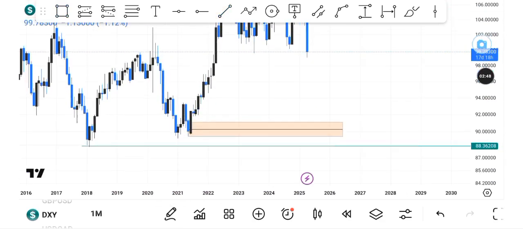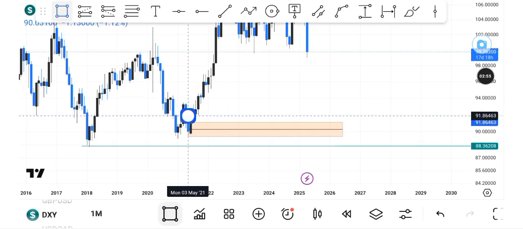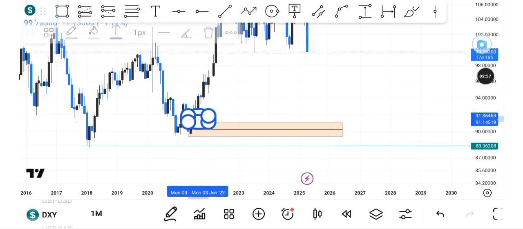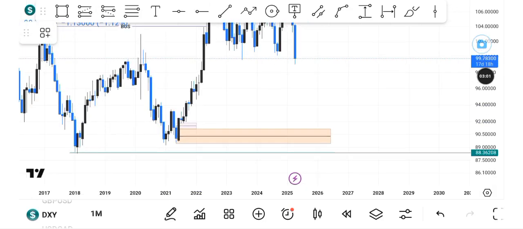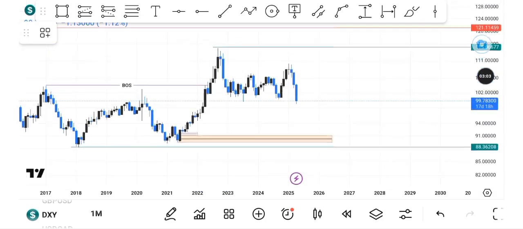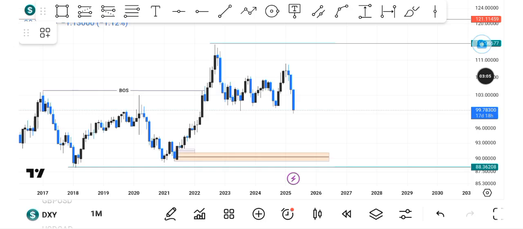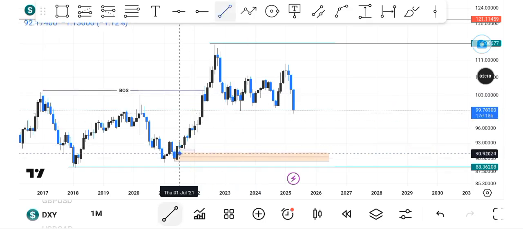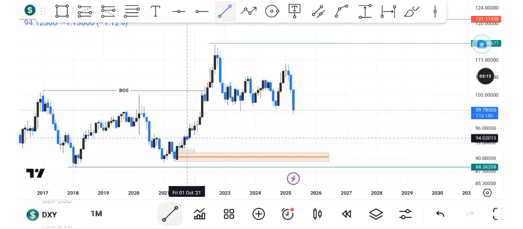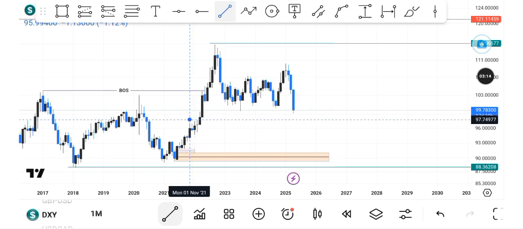I'm marking my origin, or the order block that caused the impulse to the upside. As you can see, I have marked my levels where I expect to do a deep analysis to understand exactly what's taking place. When you know what's taking place in the DX index, it will help you to improve your trading career, your trading movements.